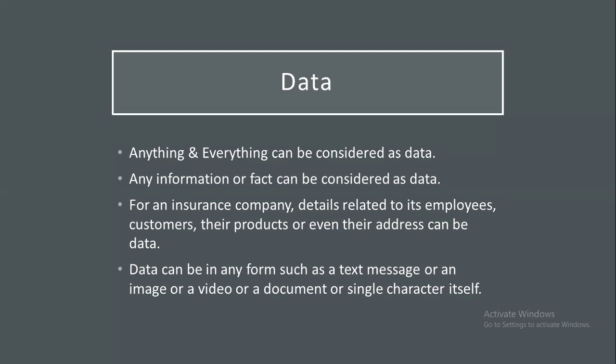For example, for an insurance company, details related to its employees, customers data, product data, or even any address can be data. Data can be in any form, such as a text message, an image, a video, a document, or a single character itself. Anything is data, but the data is classified into two types: structured data and unstructured data.